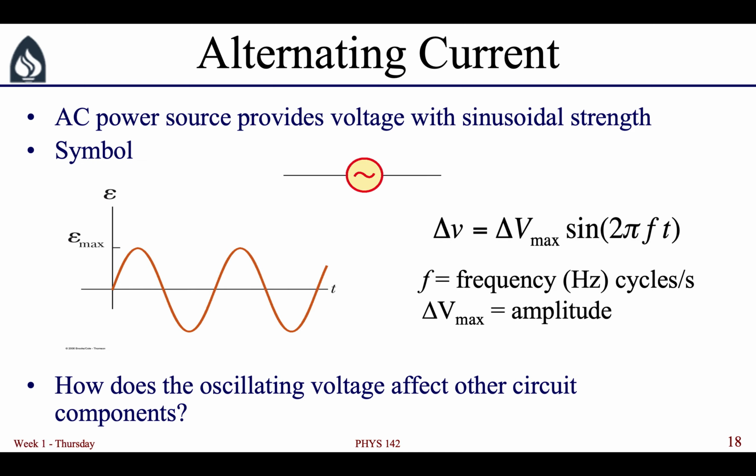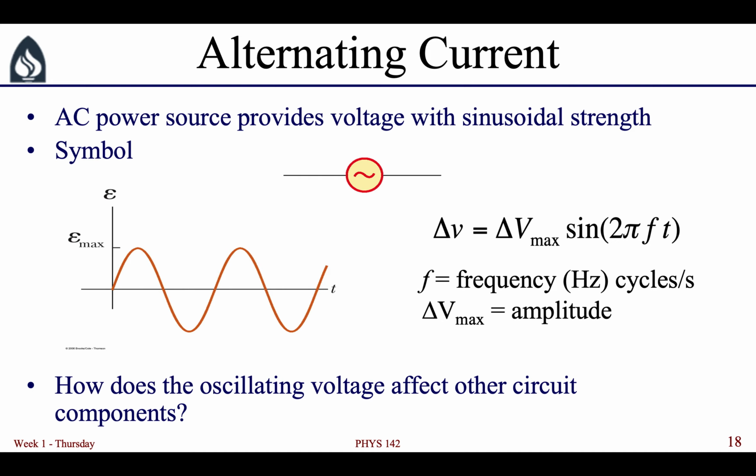Batteries provide direct current, or DC current, that always has the same strength and flows in the same direction. On the other hand, alternating current power sources provide voltage and current with a sinusoidal strength. So a little circle with a little sine wave inside it represents alternating current in circuit diagrams.